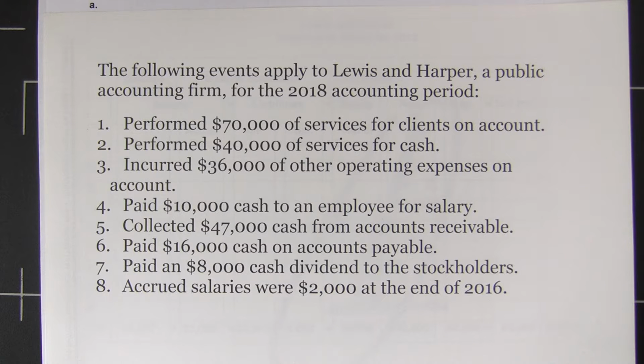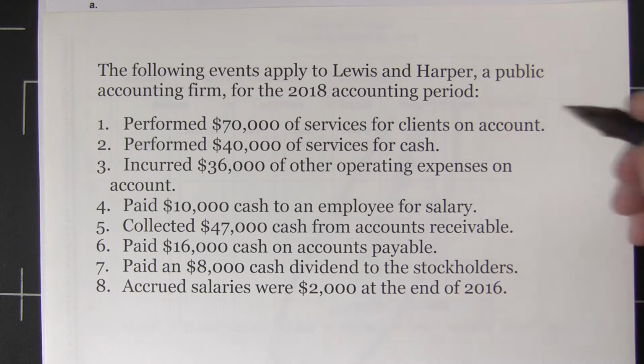Problem 1, which is exercise 2.4 in your text, is asking us to do some accounting for an accounting firm. At which point you might say, why don't they do their own accounting? Well, because it's an exercise and that's what we're doing.